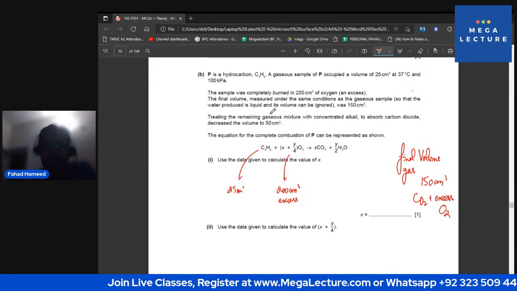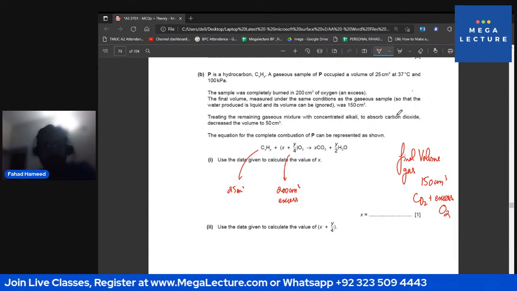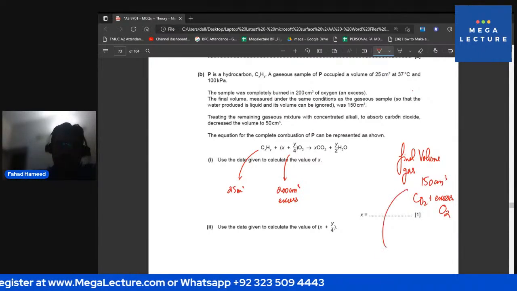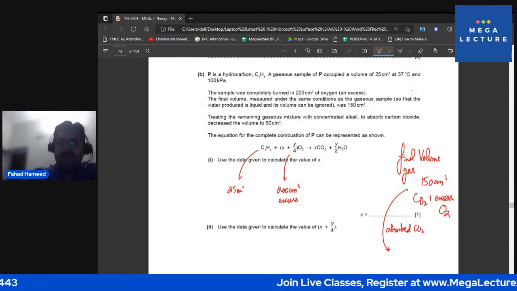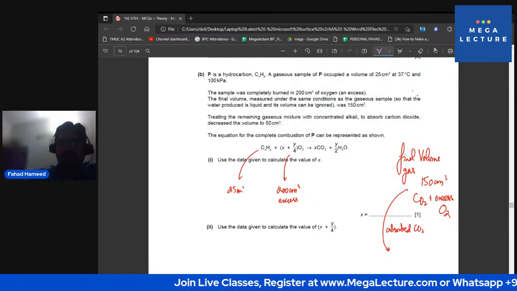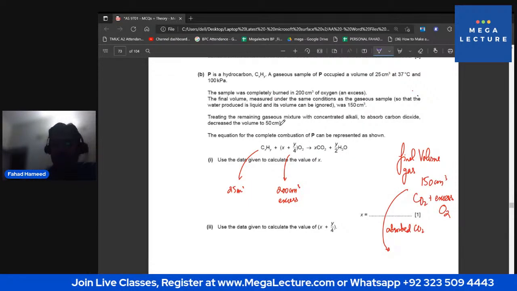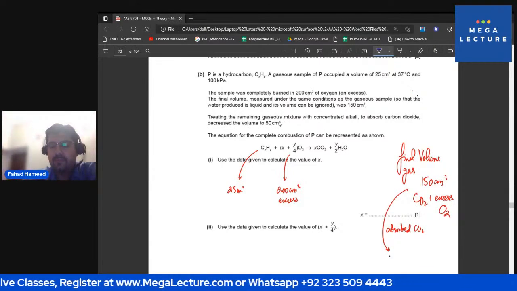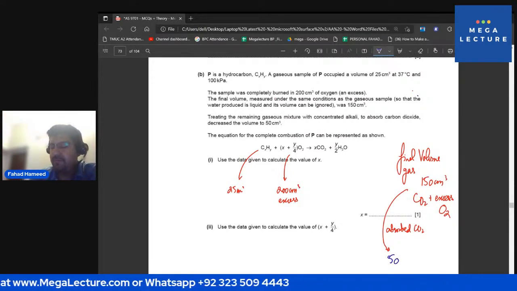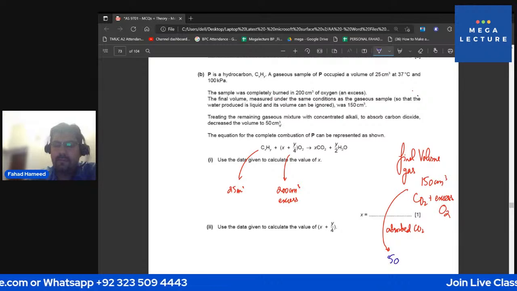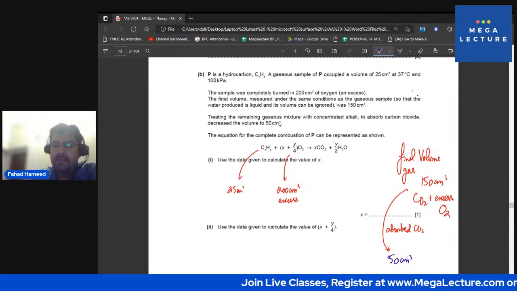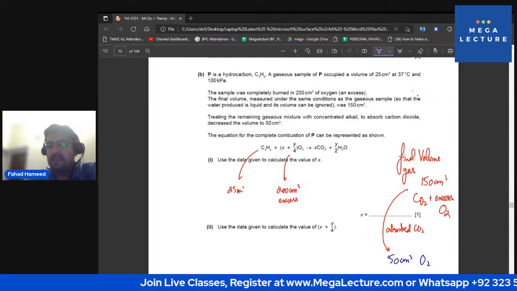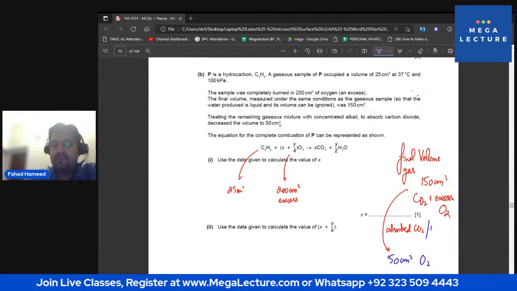Now they say that the remaining gaseous mixture is treated with concentrated alkali to absorb the carbon dioxide. So when they absorbed CO2, the volume decreases to 50 cm cube, and it no longer has carbon dioxide. So that means the amount of carbon dioxide was 100 cm cube.